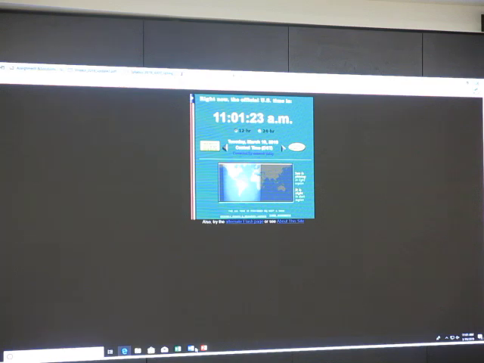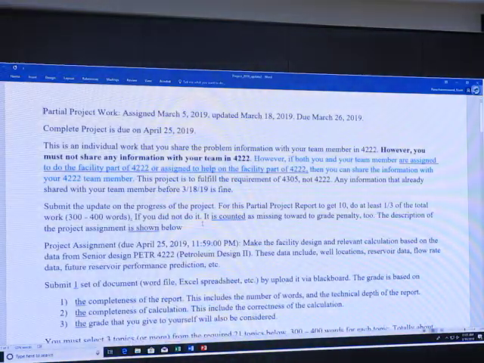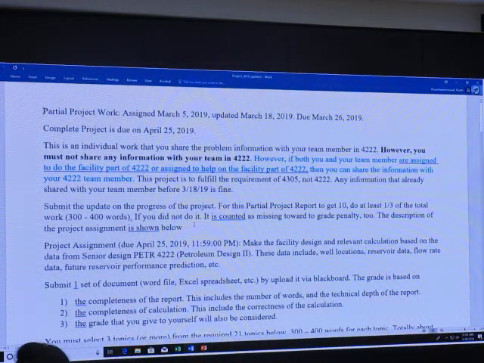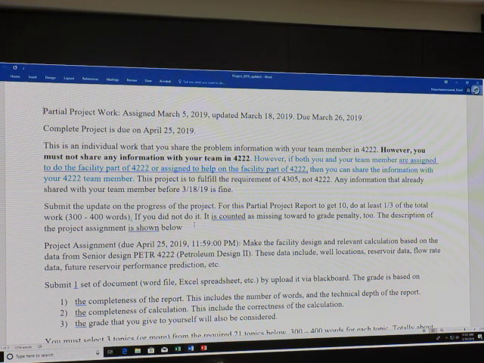The partial project of this course, I take the problem statement from 4222. Who did not enroll in 4222? Please raise your hand. All of you take 4222? Okay, it's still next week, March 28th, okay? And the whole project is due on the 25th of April. That is the whole project.